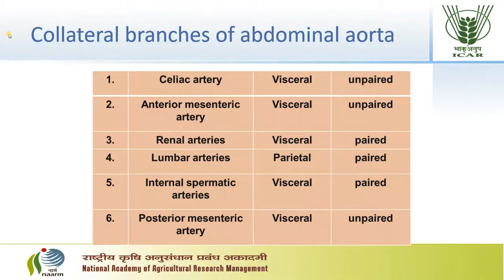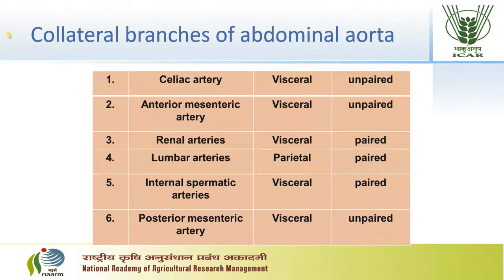So there are about 6 collateral branches which arise from the abdominal aorta. First one is the celiac artery, second is anterior mesenteric artery, then renal arteries, lumbar arteries, internal supramesenteric arteries, and posterior mesenteric arteries. These 6 collateral branches of abdominal aorta, among the 6, 3 are unpaired and 3 are paired.